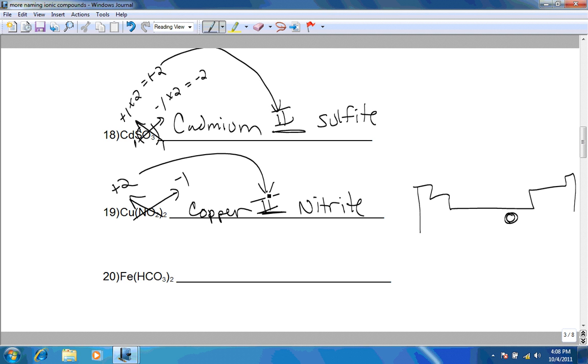And then finally, we have iron. Iron is right here on the periodic table. You cannot determine the charge of iron by looking at the periodic table, so that means we do need to have a Roman numeral there. And then HCO3 is bicarbonate.